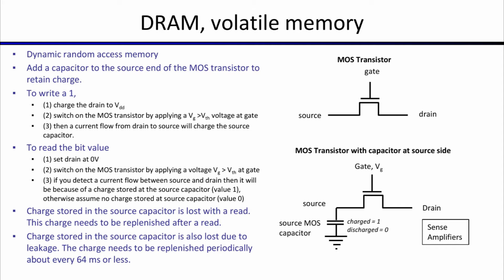The current flow is read at the drain side by sense amplifiers that sense whether the current is flowing or not. The caveat here is that the charge stored at the source capacitor is so small that it is just lost with the read. So whenever you read, you have to charge it back. The other thing is that even without reading, the charge in the source capacitor is lost periodically due to leakage. So the solution is that in DRAMs, you constantly need to replenish this charge about every 64 milliseconds or less. And that's how they work.